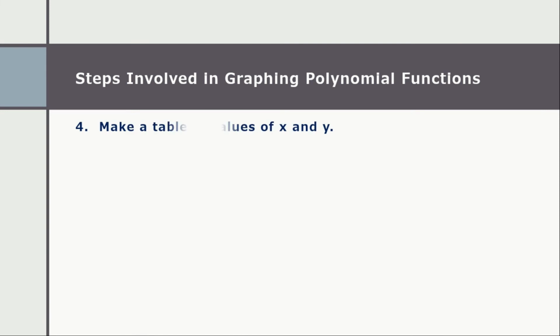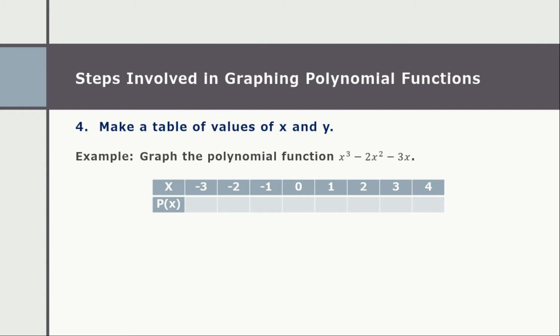Step number 4. Make a table of values of x and y to identify some points of the graph. So we have x, which is equal to -3, -2, -1, 0, 1, 2, 3, and 4. The list may continue as you wish. And since we already know the zeros of the given polynomial function, which is -1, 0, and 3, we don't need to solve for them.